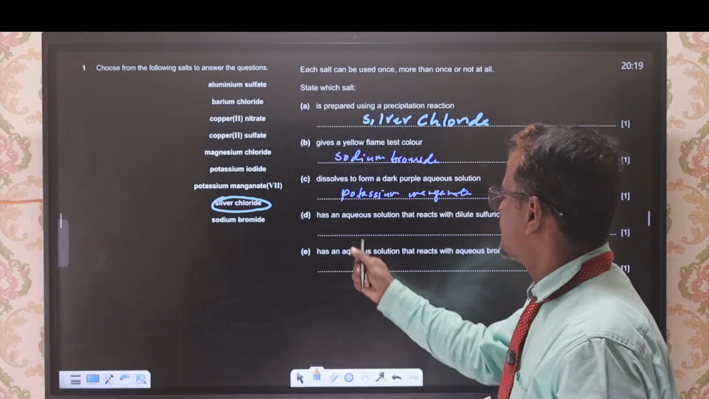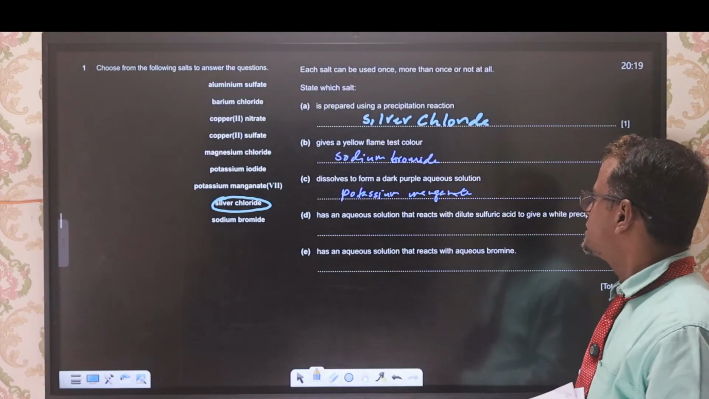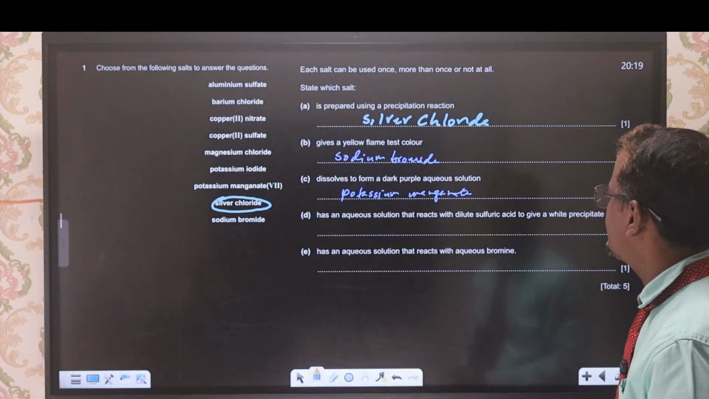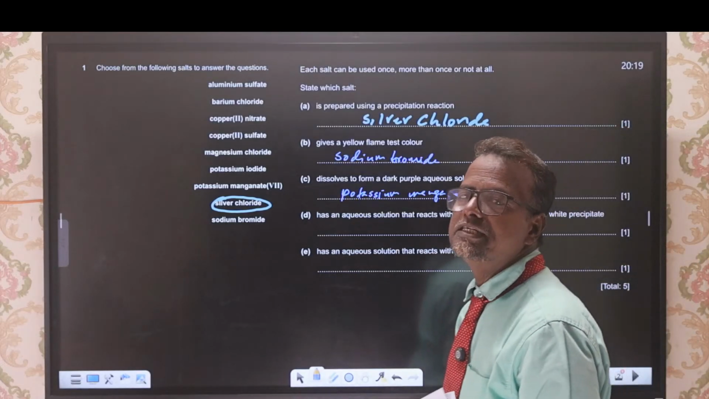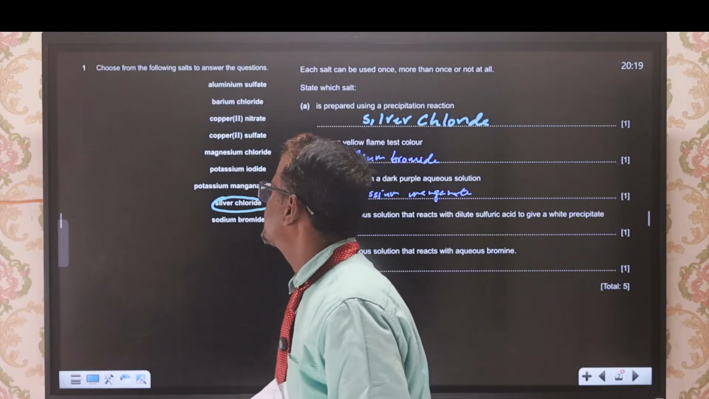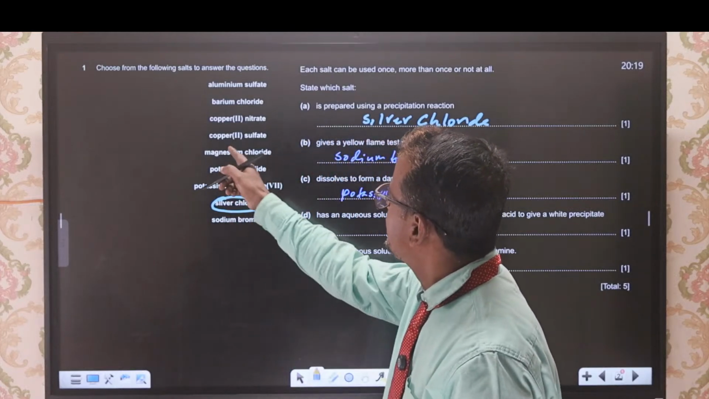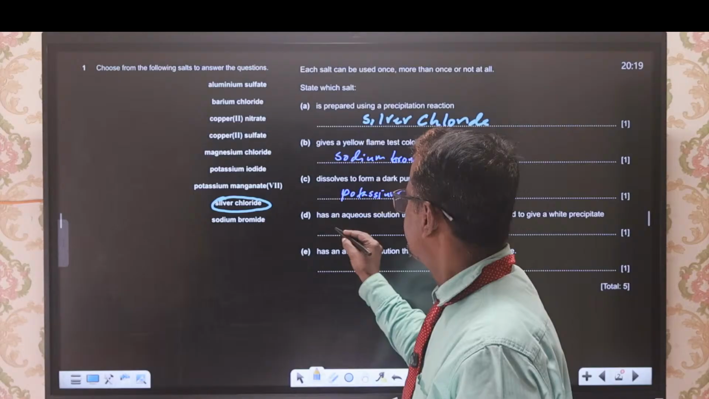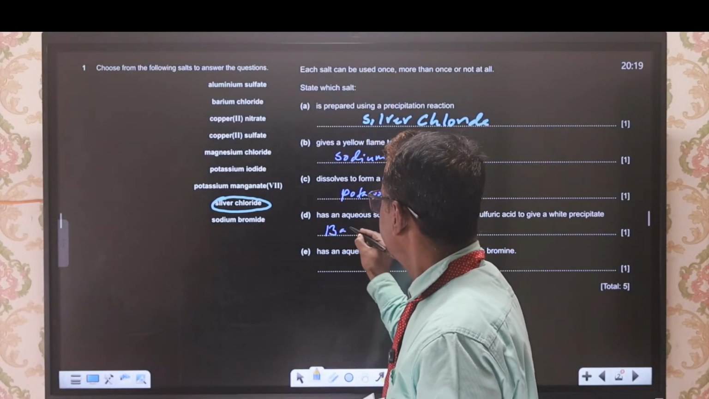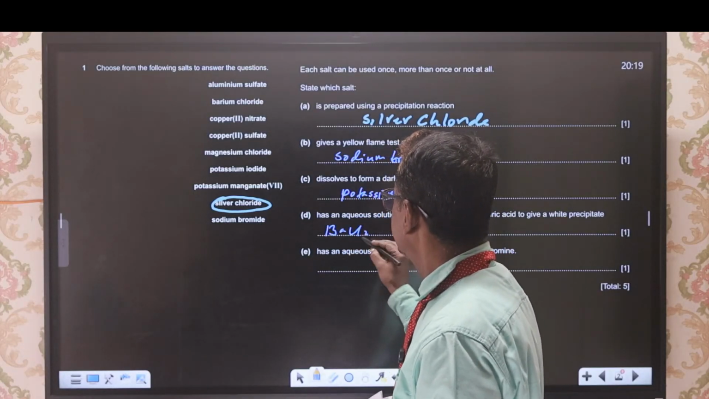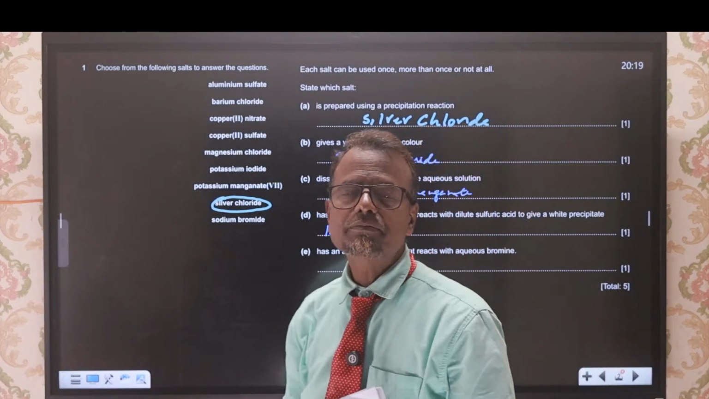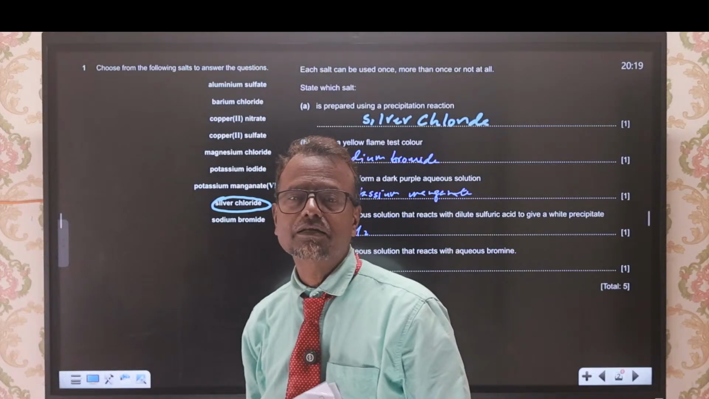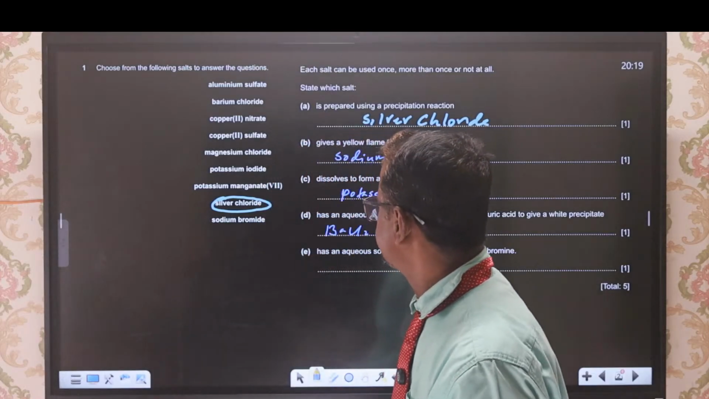Okay, this is an aqueous solution that reacts with dilute sulfuric acid to give a white precipitate. White precipitate means an insoluble solid. Barium sulfate is insoluble, so it will be barium chloride. When barium chloride reacts with sulfuric acid, it forms barium sulfate, which is insoluble. All sulfates are soluble except barium sulfate and lead sulfate. So it has to be barium chloride.